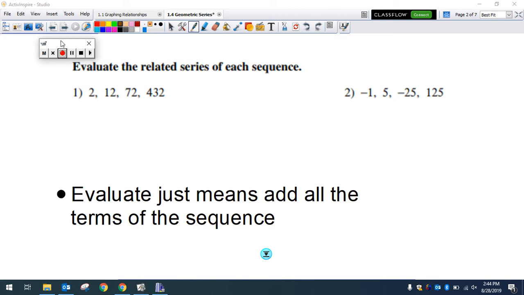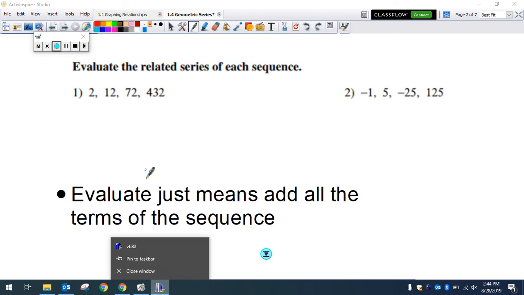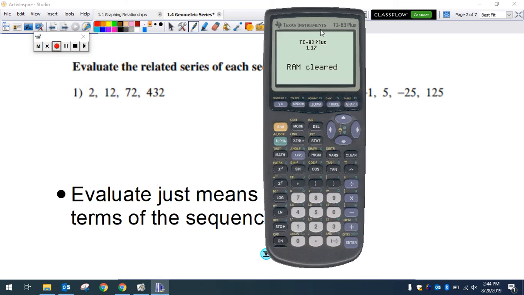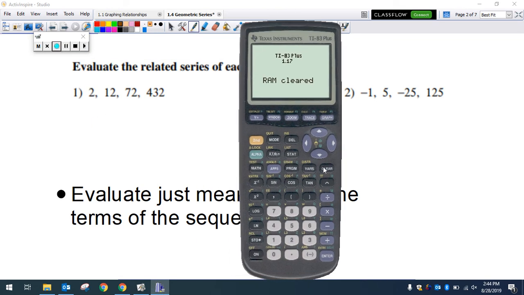All right, on your worksheet, the very first part is going to say evaluate the related series of each sequence. It's easy. Look right here. Evaluate just means add up all the terms. So if I wanted to evaluate this series right here, all I would do is add them all up. I would do 2 plus 12 plus 72 plus 432. So this series is 518.